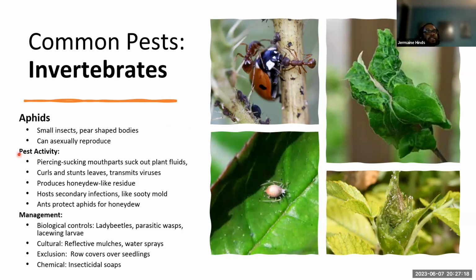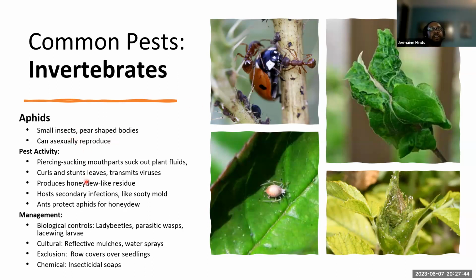So as far as their pest activity, they use their piercing, sucking mouth parts to suck out plant fluids. So that can result in curling and stunted leaves, and also transmits viruses between plants by doing this. So you can see some of that leaf curling here. If you see this in your garden, I guarantee you, if you turn that leaf over, you're probably gonna see a bunch of aphids in there going crazy.